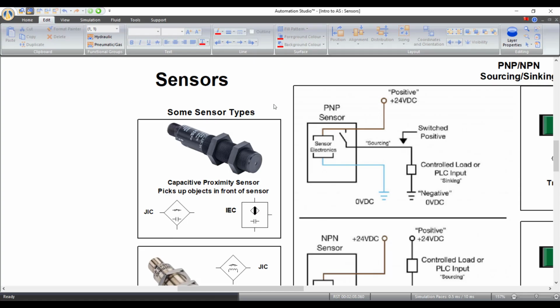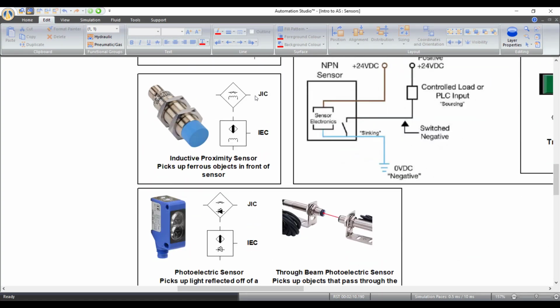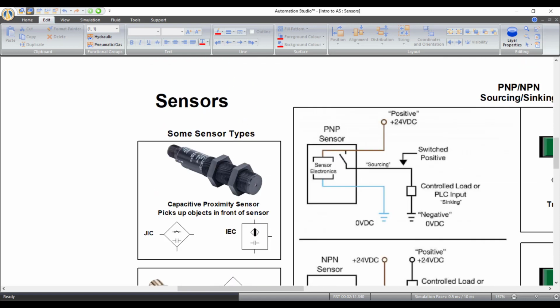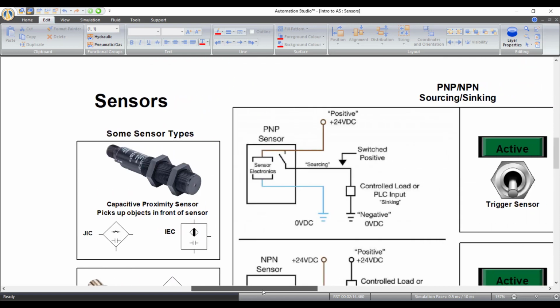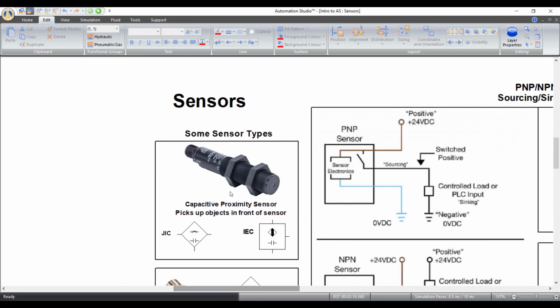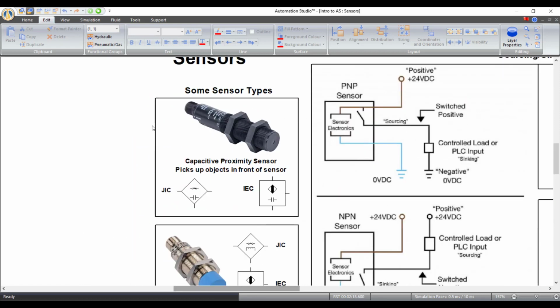Hey everybody, today we're going to go through sensors, the different types of sensors that we have in the lab, and then also if they're PNP or NPN and what that means. So to start off, here are some sensor types.